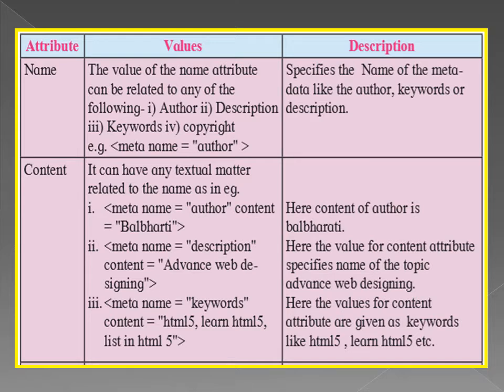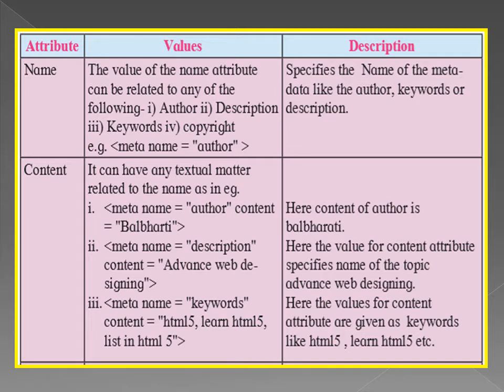Then second is the content. Content can have any textual matter related to the name, as in the examples. See here three examples. First one is meta name equal to author and content equal to Bal Bharti. So name equal to author and content equal to Bal Bharti, that is the name value pair. It describes the name of the attribute and the value Bal Bharti as the value of that attribute.